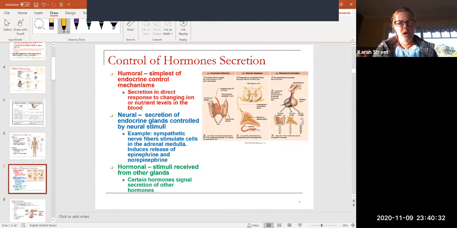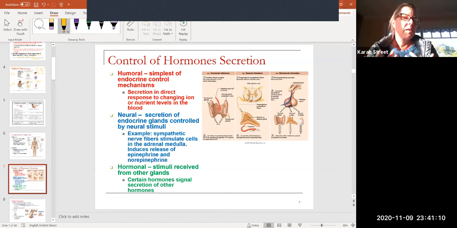Just to highlight again, the 3 ways that hormones can be triggered for release. Humoral, you heard me and saw me, right? It's something in the blood that will trigger the release of the hormone. For example, when your blood sugar levels drop too low, your pancreas releases a hormone called glucagon, and it tells your liver to release more glucose into the bloodstream because your brain relies on glucose for fuel.